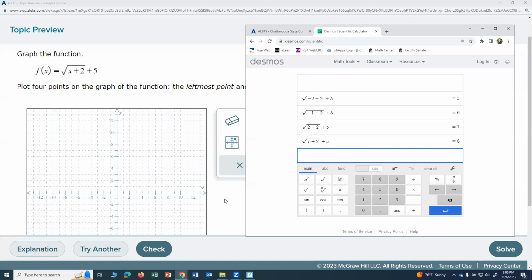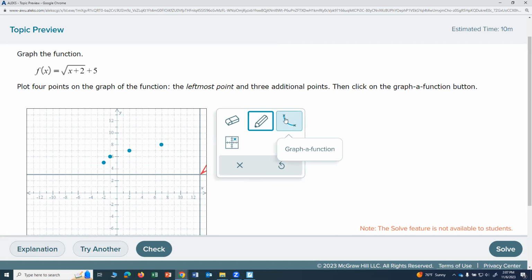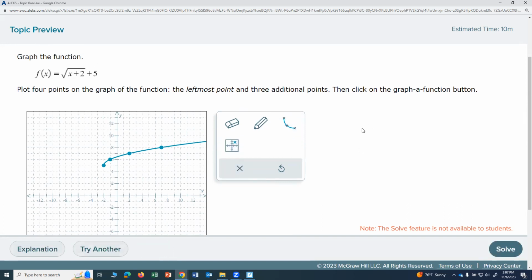So I just have to plot those. I have to remember those. So the first one was -2, 5. The second one was -1, 6. The next one was 2, 7. And then I had 7, 8. So now I just click the graph a function tool. It should connect those in a nice smooth square root function. And you're done.